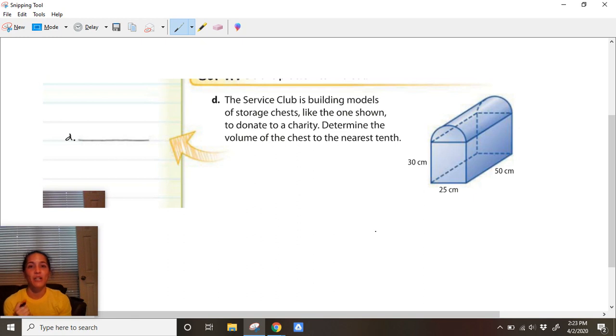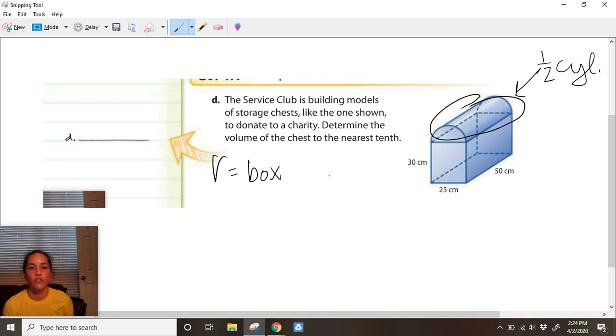All right. The Service Club is building models of storage chests like the ones shown to donate to charity. Determine the volume of the chest to the nearest tenth. Okay, so this one is just straightforward volume. However, we have the volume of the box on the bottom, and now this shape is half a cylinder. I hope you see that this is not a full cylinder on top. So that's where it could get tricky.